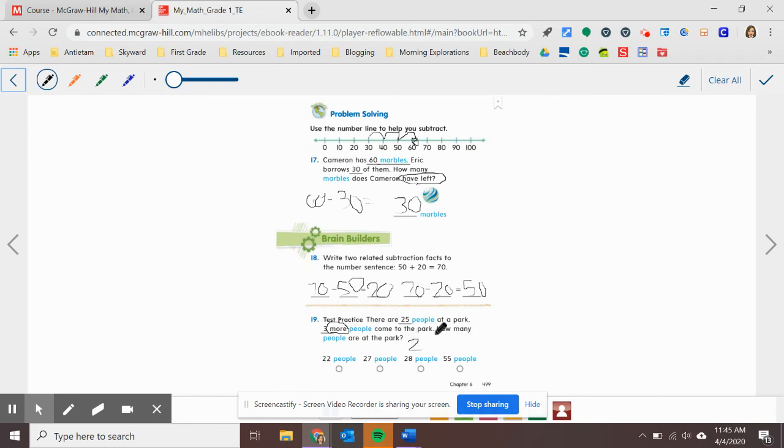I have the number 25, that's my first important number, plus 3 more equals what? Well, what is 25 plus 3 more? Let's count on together. So we're going to say the number 25 and hold up our fist. And then we're going to count on using 3 fingers as we count up. So are we ready? Here we go. 25, 26, 27, 28. So 28 people are at the park.